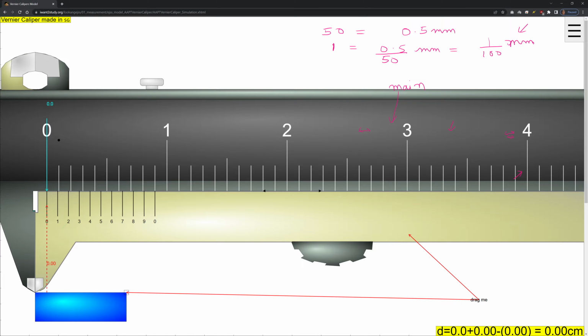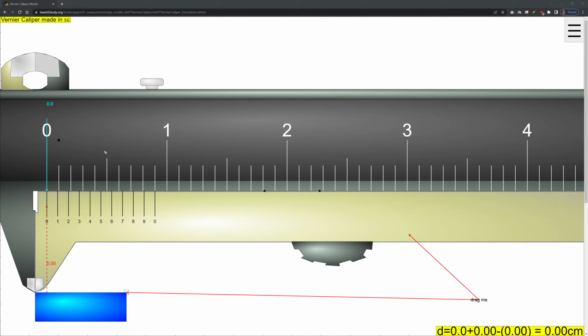Now here is another such example. This is something that you must have seen in the labs, and this is an example of Vernier calipers. Vernier calipers again use a different mechanism to increase the accuracy of our reading, and the way these work is, again, there is a main scale, which is right here, and on the main scale, one reading is equal to 1 millimeter.